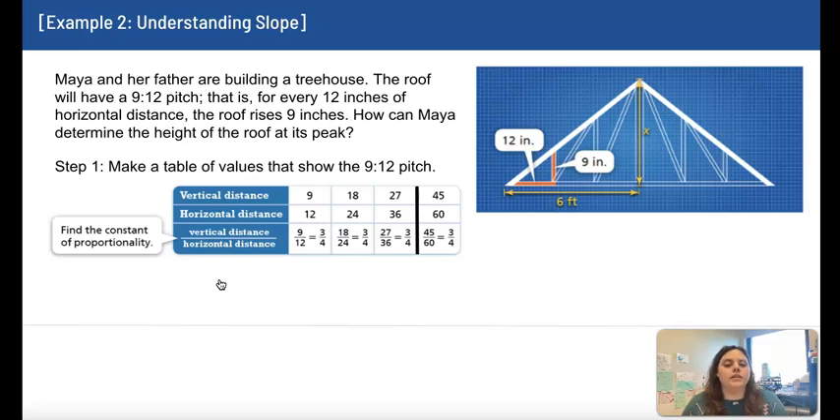Each time you can see my vertical divided by my horizontal distance, 9 over 12, 18 over 24, 27 over 36. They are all reducing to 3/4. So I have a slope here of 3/4.